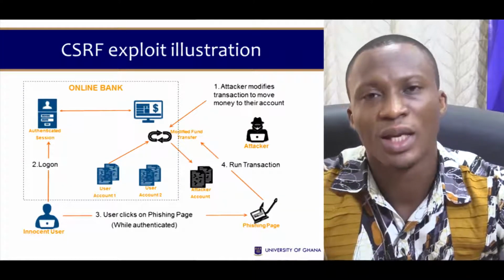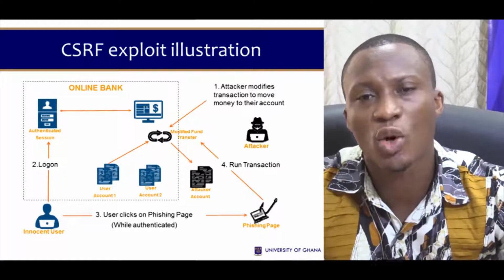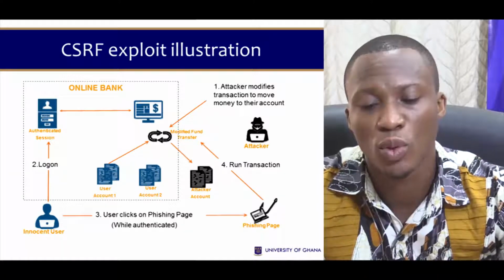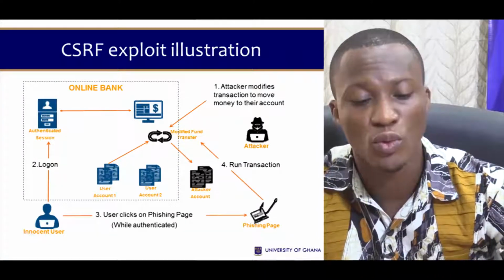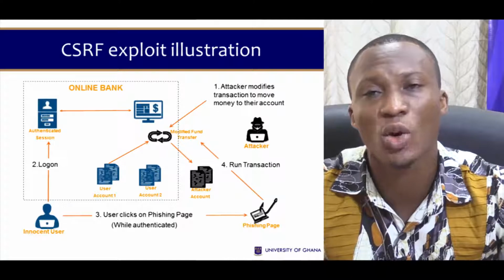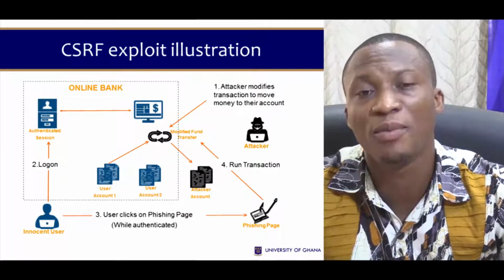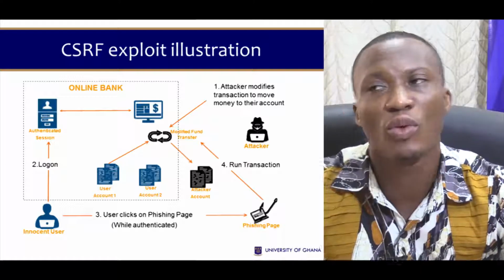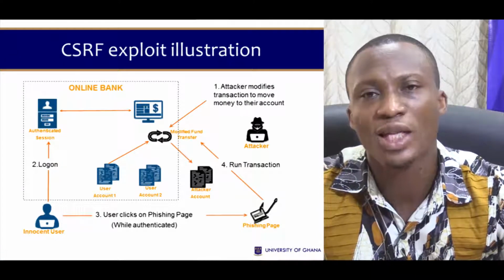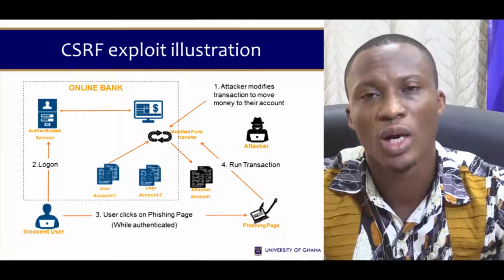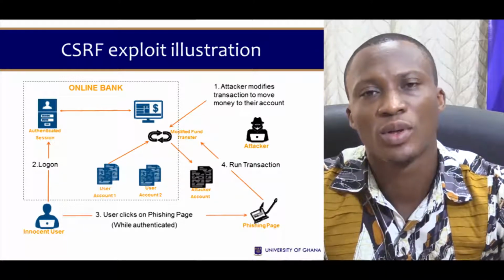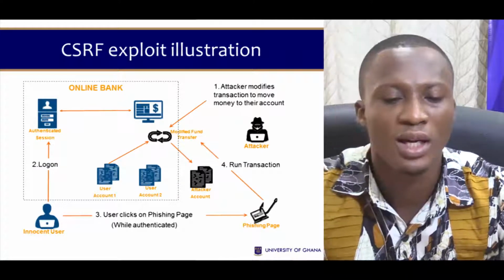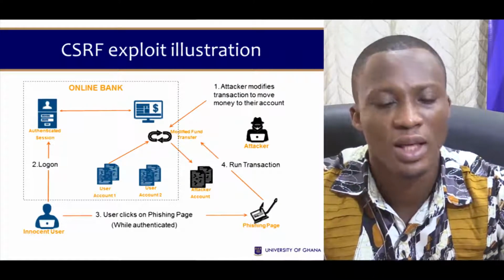Let's see what happens. Now, on your next login, an attacker modifies that transaction, which was intended to send money to user 2. And once the user logs in and clicks on the phishing page, the attacker runs this transaction. And instead of the money going to user 2, we see that the money goes to the attacker's account. And that's how cross-site request forgery is implemented.